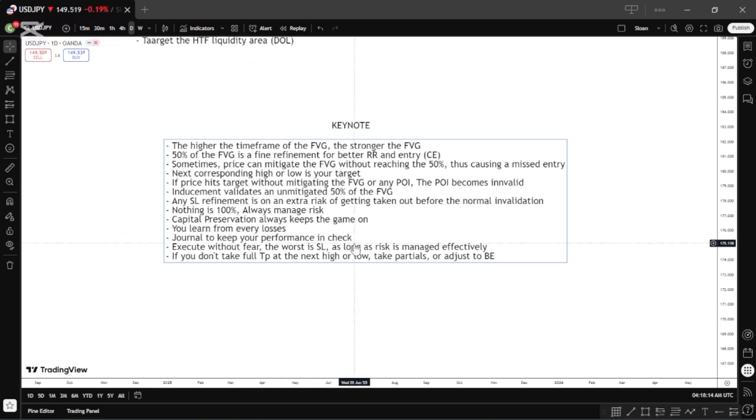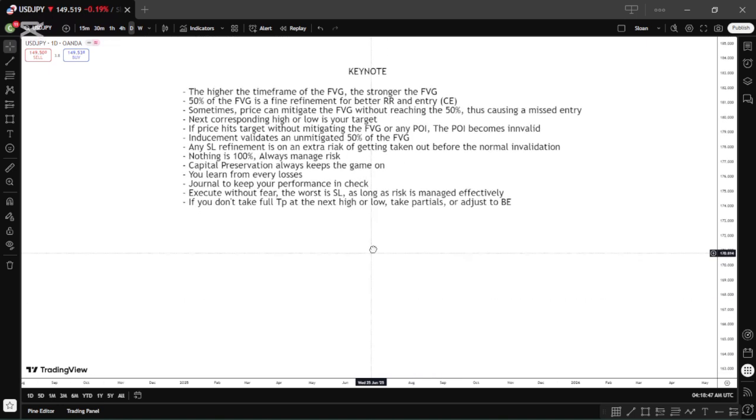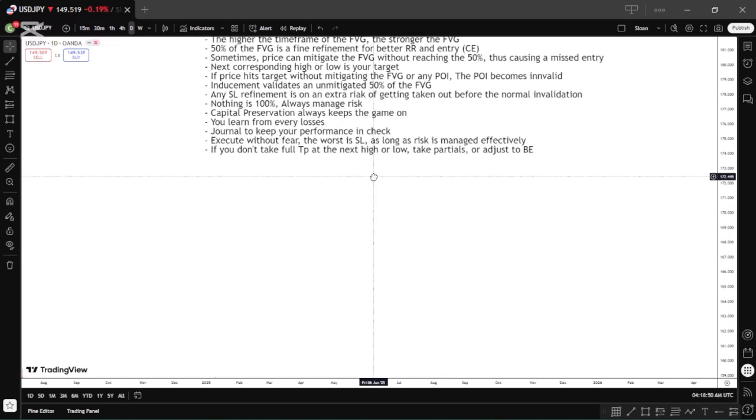Journal to keep your performance in check. Journaling is a very underrated thing that people don't understand. You must journal in order to track your performance. Even if it's difficult, write something down. Execute without fear. The worst is a stop loss, as long as the risk is managed effectively. Yes, that is also true. Execute your trades according to your capital size. If you don't take full TP at the next high or low, take partials or adjust to break even. If you don't take your full TP, take partials and adjust.